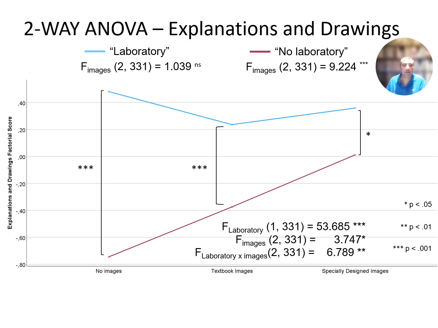Note, however, that in the laboratory condition, the difference due to the use of images is not statistically significant, while for the students in the no-laboratory condition here, the magenta line, the differences across the groups are statistically significant, due also in this case to a statistically higher score of the students with the specially designed images.